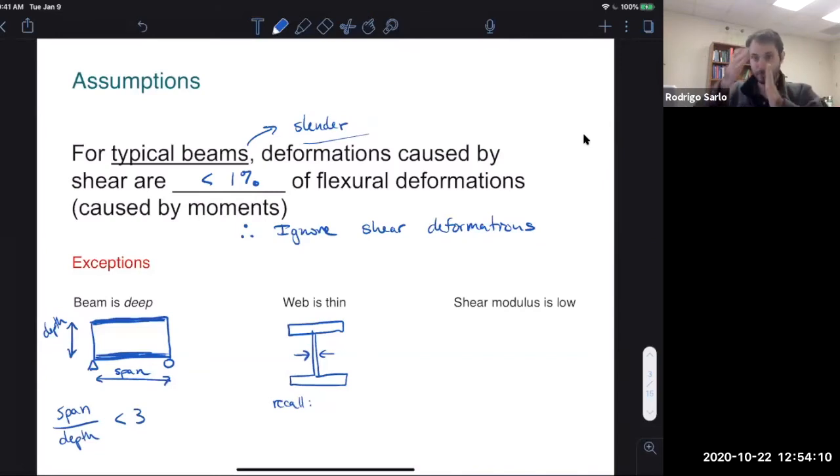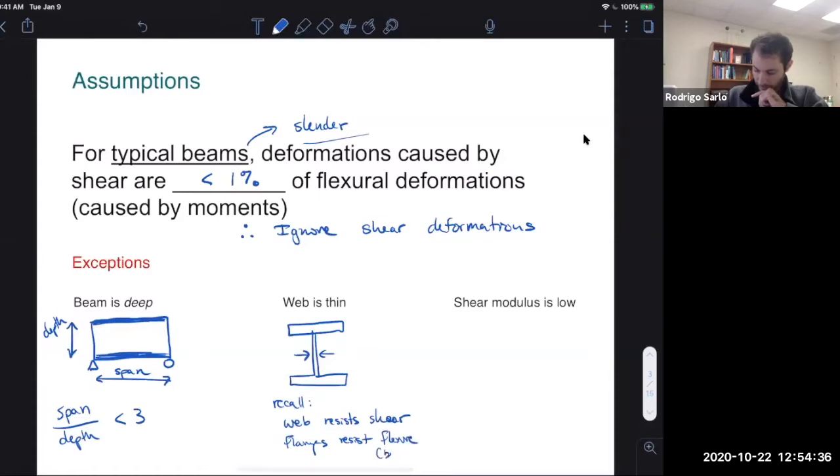The web, the diagonals in a sense, take the shear, and the flanges at the top take the bending. So web resists shear, flanges resist flexure, bending. Okay? So if the web is really thin, then it might deform significantly.